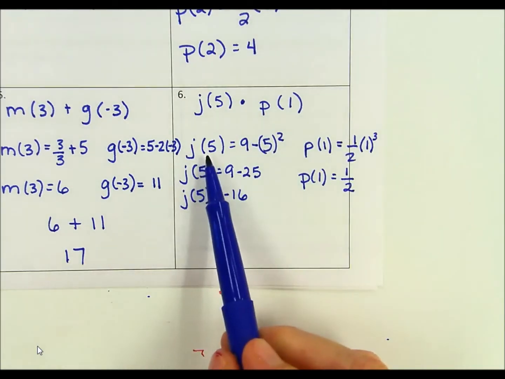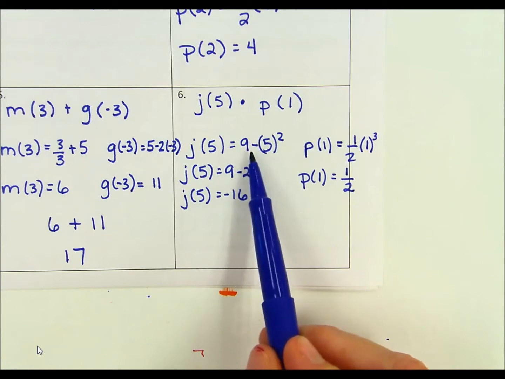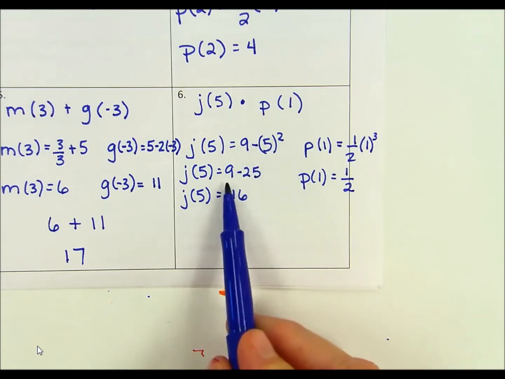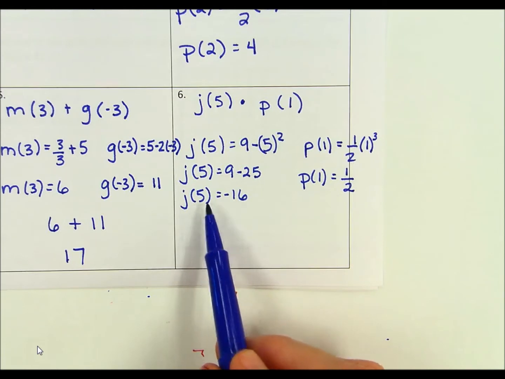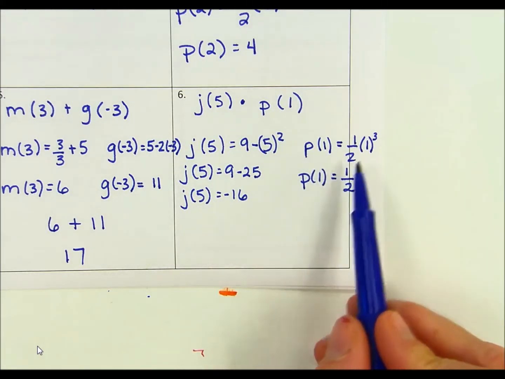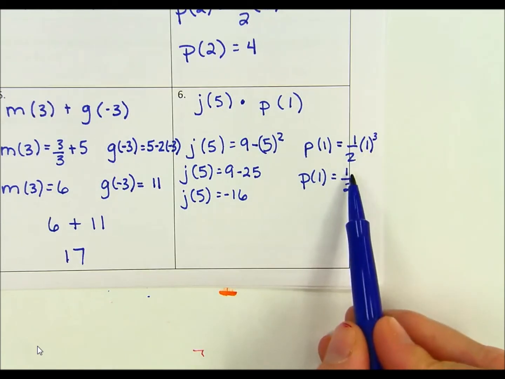Okay, I worked out j of 5. I substituted 5 into the function. I have 9 subtract 5 squared. So I have 9 minus 25 for a negative 16 for j of 5. Over here I have p of 1. I substituted 1 into the function p. I ended up getting 1/2.